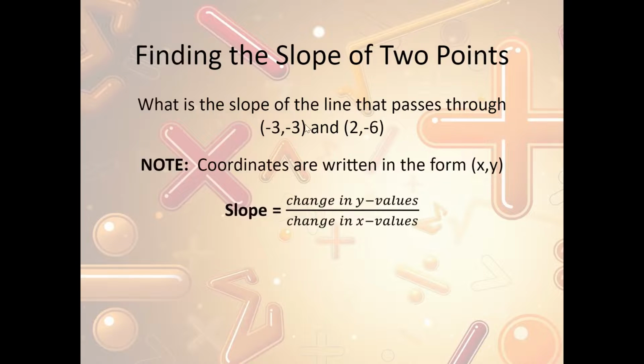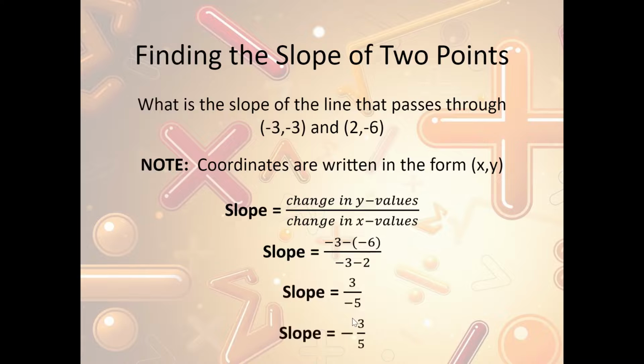So I'm going to calculate that by subtracting my y values first: negative 3 minus negative 6. And then I'm going to subtract my x values, which is negative 3 minus 2. So I get negative 3 minus negative 6 and negative 3 minus 2. And when I simplify, this really becomes plus positive. So negative 3 plus 6 is 3, and negative 3 minus 2 is negative 5. So it's 3 over negative 5, which is just negative 3/5.